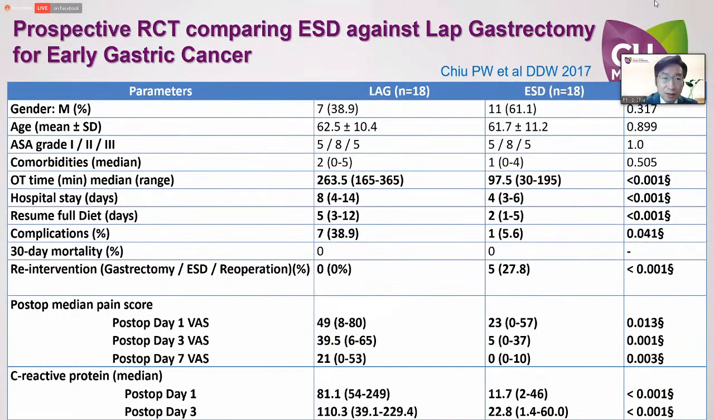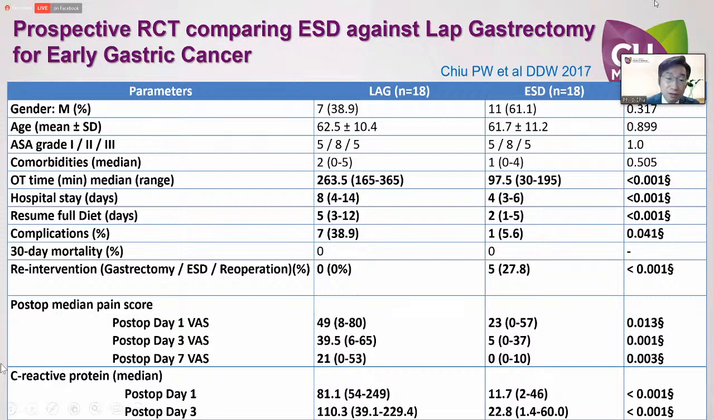So how about the comparison between the ESD against laparoscopic gastrectomy? At our unit, we have conducted a randomized control trial comparing ESD versus laparoscopic-assisted gastrectomy for treatment of early gastric cancer. The results show that the ESD can achieve a shorter operative time, shorter hospital stay, and earlier return of GI function, and the complication rate is also lower for ESD.